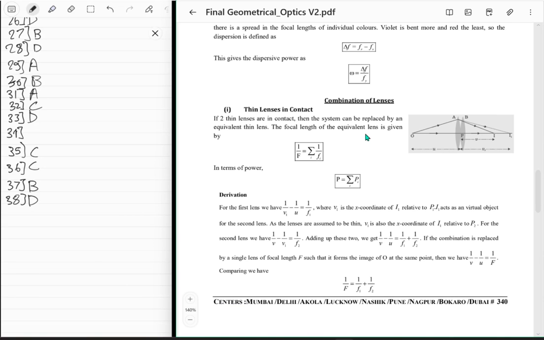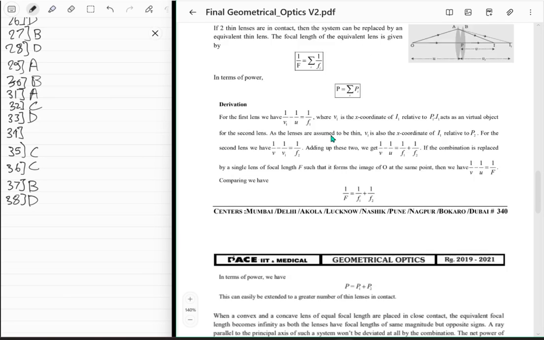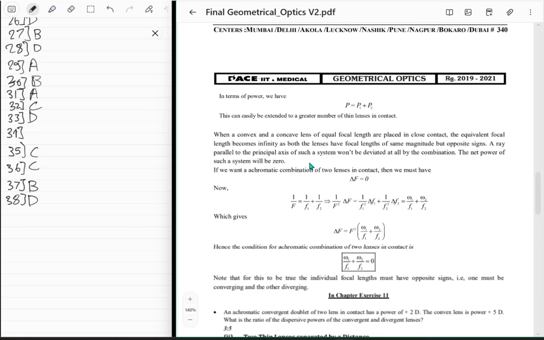Okay, if two thin lenses are in contact, then the system can be replaced by an equivalent thin lens. Oh yeah, this I'm not interested in that. Okay, this I already know. Oh, now we are going to the thing. When a convex and concave lens of equal focal length are placed in close contact equal. Come on, please don't tell me that.